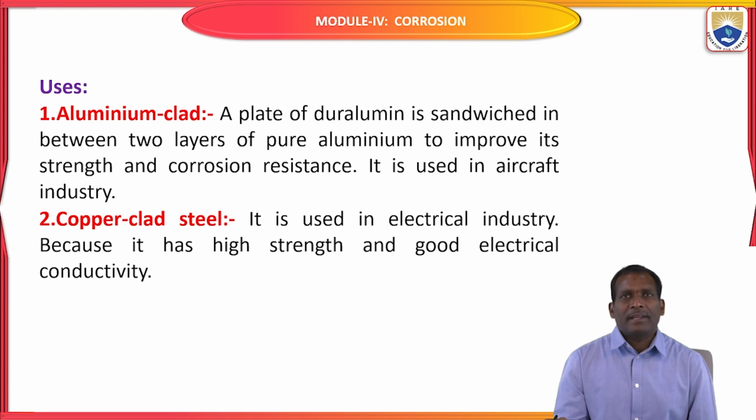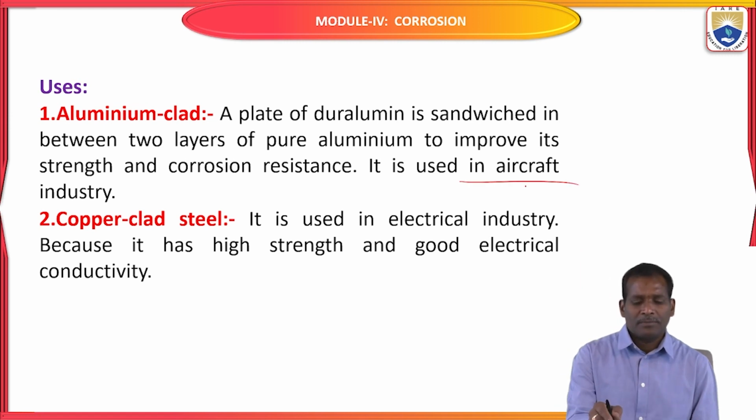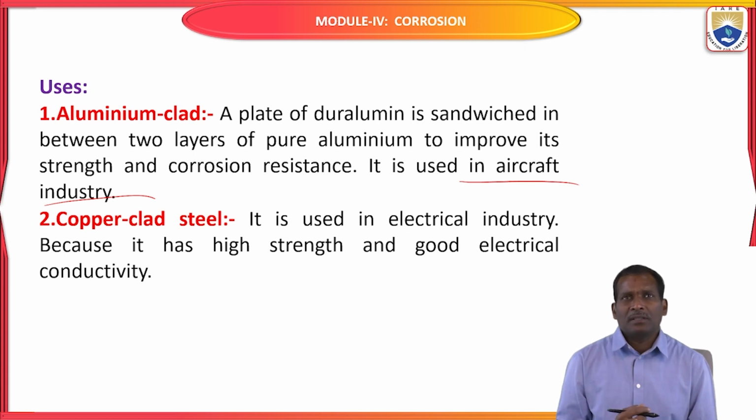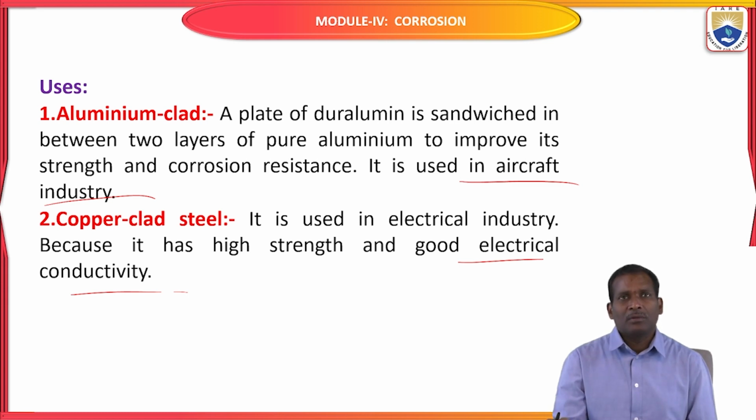Uses are aluminum clad. A plate of duralumin is sandwiched in between two layers of pure aluminum to improve its strength and corrosion resistance. It is used in the aircraft industry. So wherever the sandwich sheet, that is a laminated sheet, is required, this aluminum cladding process is very useful. Next, copper clad. It is used in the electrical industry because it has high strength and good electrical conductivity. The electrical conductivity value is also very good.